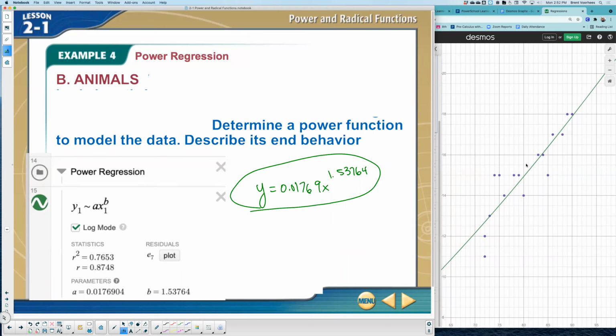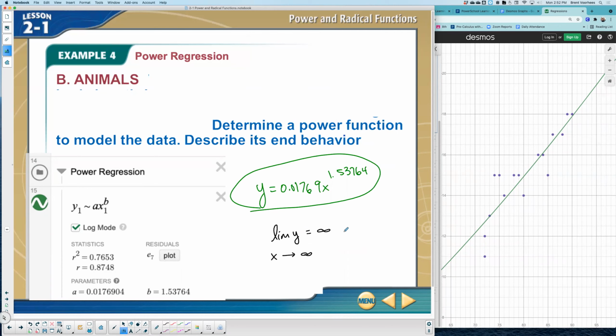And the end behavior, it's going up and to the right. If you wanted to write that down, basically what this is saying, since I used a y, I need to use a y here: as the length increases, the mass also increases. That's the idea. And that kind of makes sense. The animal gets bigger and bigger. You'd assume the longer and longer it gets, the mass also gets larger and larger.